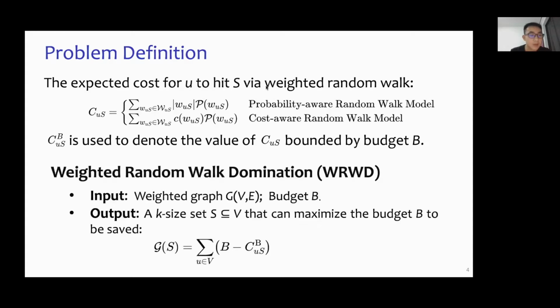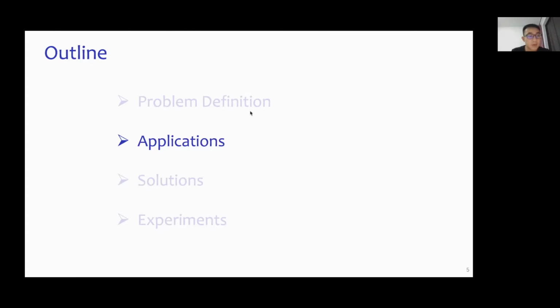Based on this, we introduce our problem, weighted random walk domination. The input of our problem is a weighted graph and a budget B. The output is a k-size node set S belonging to V that can maximize the budget B to be received. Analysis shows the objective function of our problem is monotonic and submodular. This problem is critical to a range of real-world applications, such as advertising in social networks and telecommunication base station selection in wireless sensor networks.